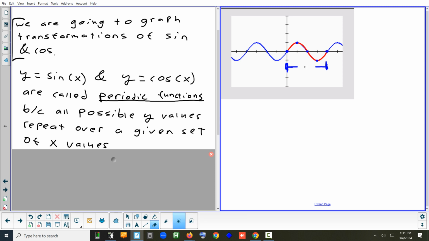Now, this width from here to here, it's a certain amount. If you don't stretch it or compress it or do anything to the graph, it's a certain amount of degrees or radians that you have to travel before the graph repeats itself. Does anybody have an idea or a guess how many degrees you have to travel along the x-axis before you get to the end of one cycle? Yeah? 360 degrees. Yes, it's 360 degrees. Or what is that in radians? 2 pi. Yep.